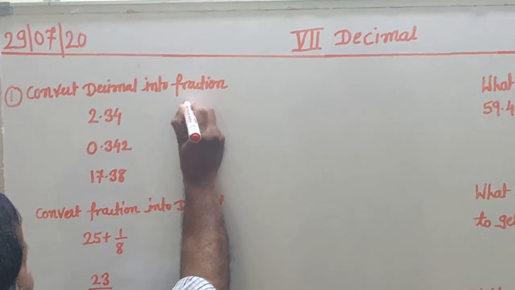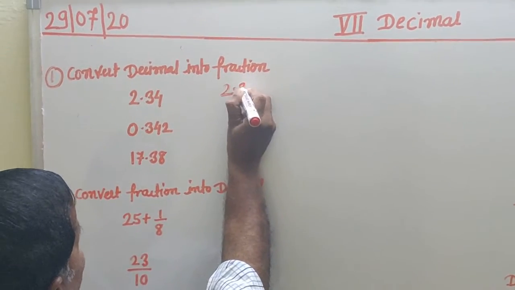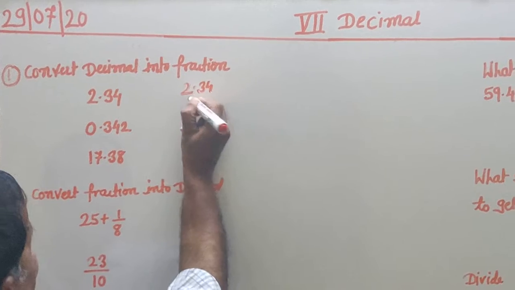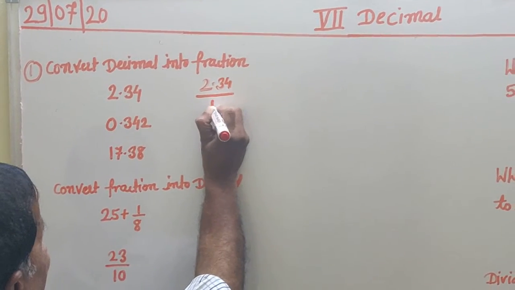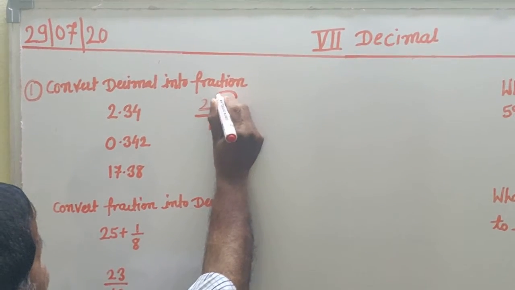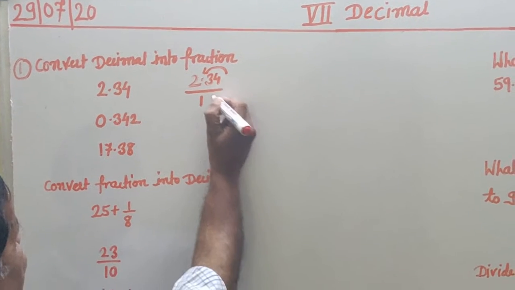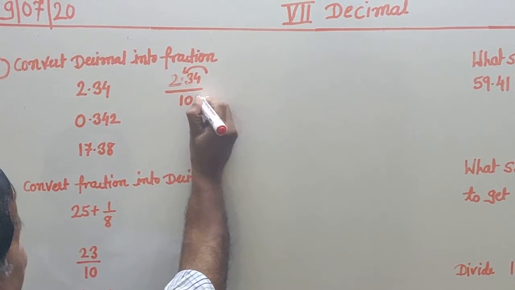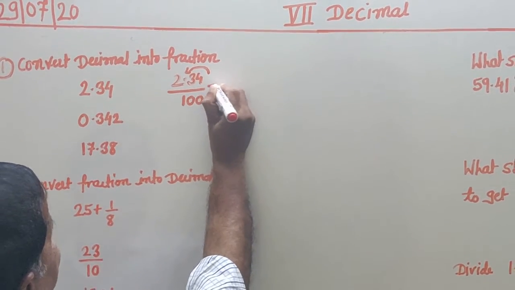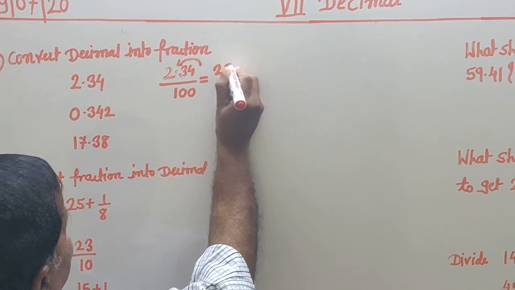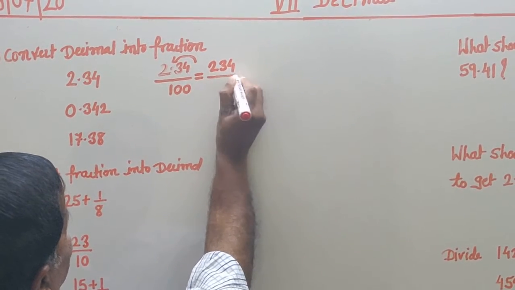So my first problem is 2.34. Okay, now I can write 1 here. How many decimal places are given? After 2 places, so I will put 2 zeros here, 100. My fraction becomes 234 upon 100.